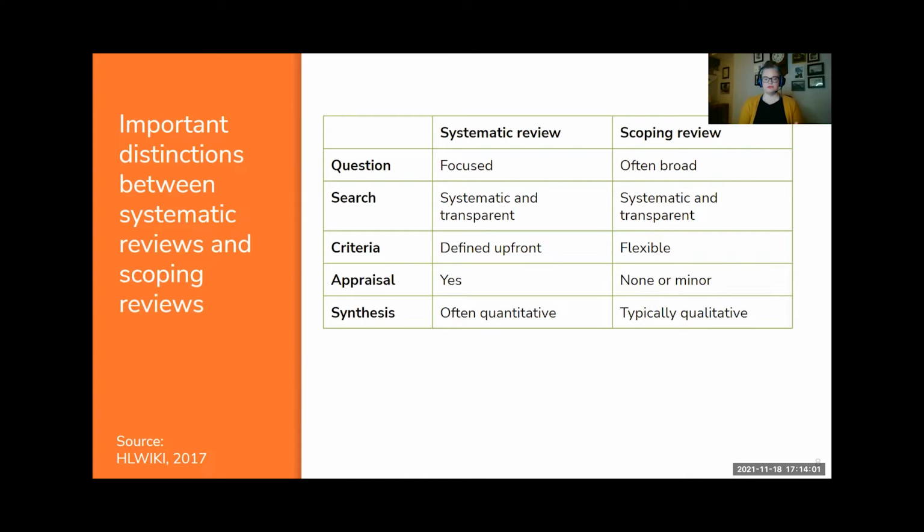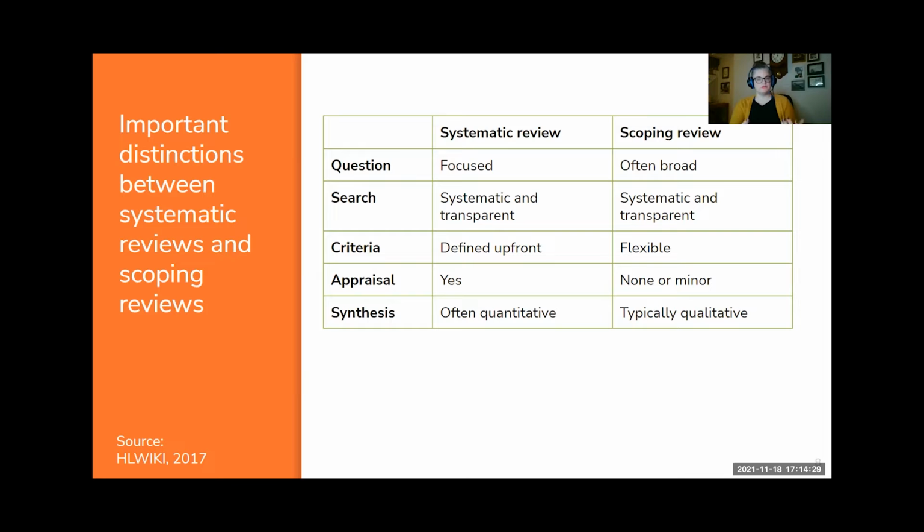In a systematic review, you have to critically appraise the evidence. It is very important that you ensure the evidence you are examining is of good quality. There are different tools you can use depending on the type of study you're looking at. But in a scoping review, that's not the point. It's not to appraise the evidence. It has a more exploratory purpose.